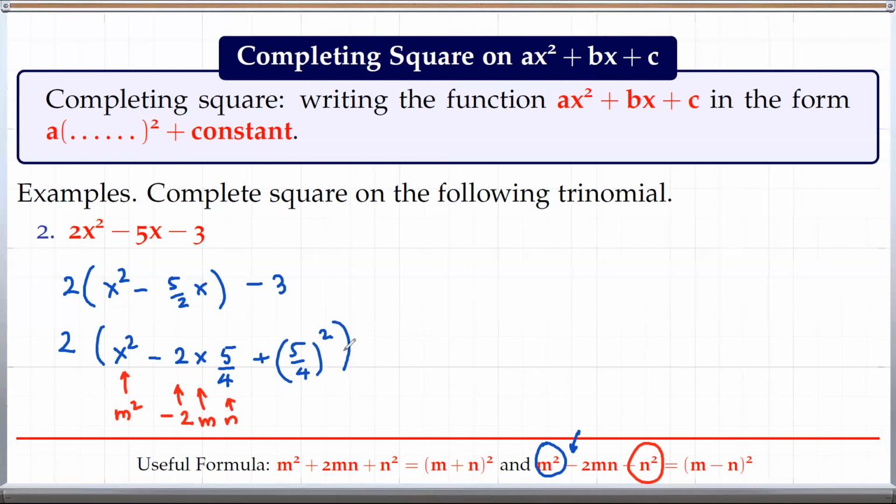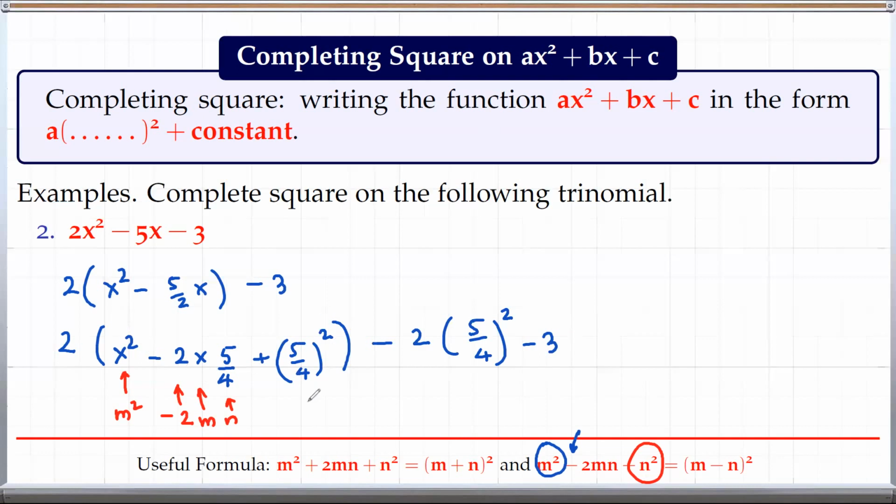Now we added this 5 by 4 square extra over here inside the parenthesis. That means we added 2 times 5 by 4 square to the whole expression. So we didn't want to change the expression. So subtract 2 times 5 by 4 square and minus 3 as it is. So we are almost done.